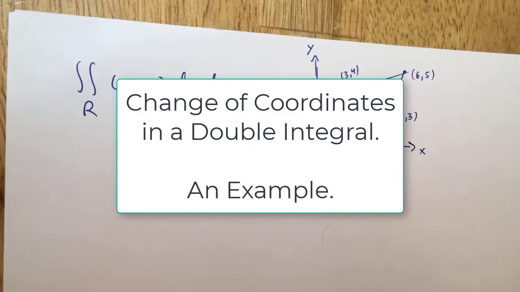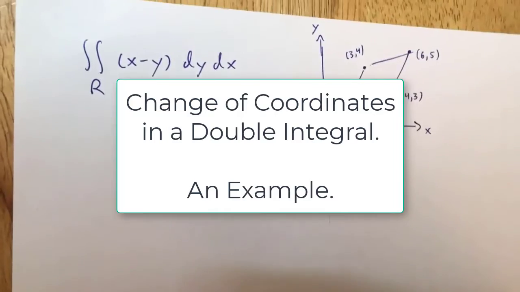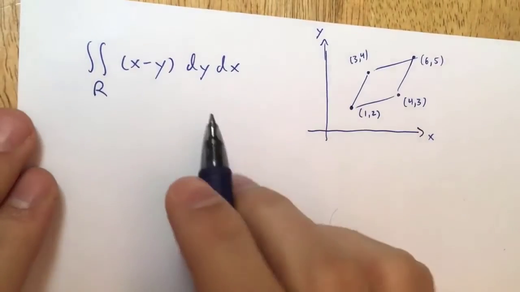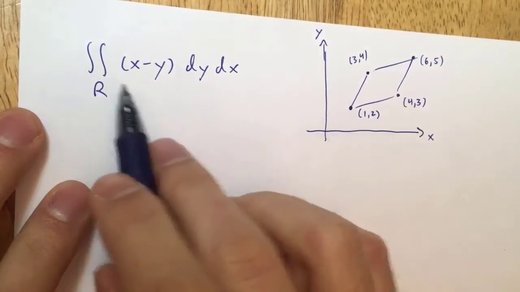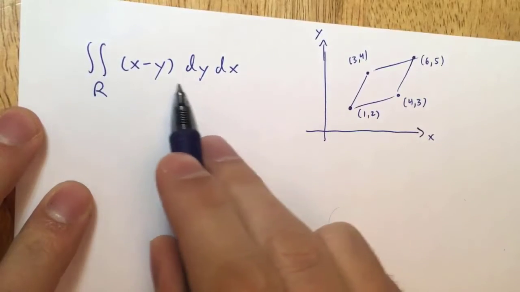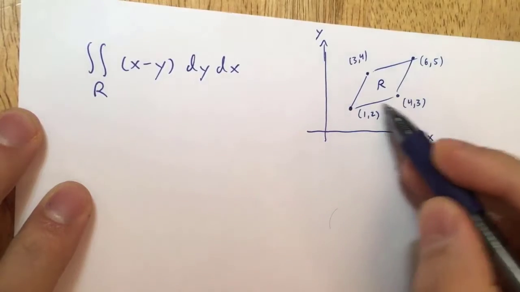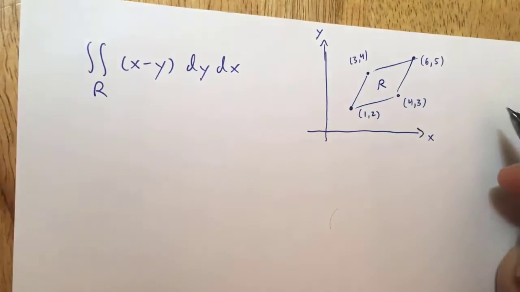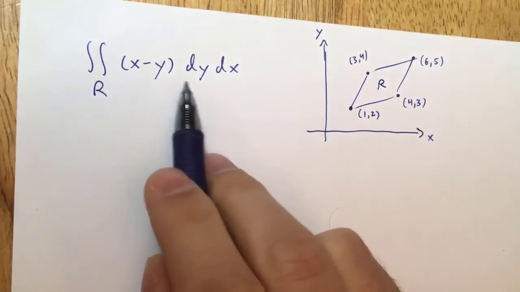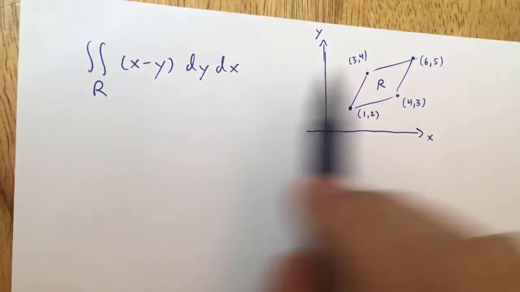Okay, so here's an example where we can use what we learned about Jacobians to change coordinates and evaluate an integral. Now, what we want to do is evaluate this integral right here over this region. The region R is this parallelogram. Setting this up in terms of x and y, go ahead and try it.